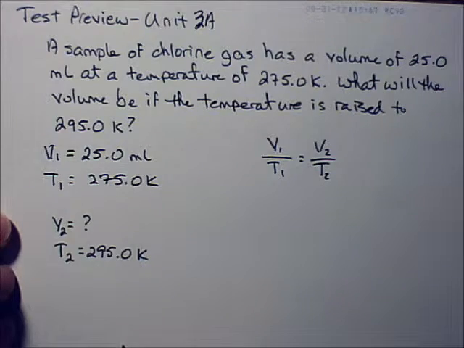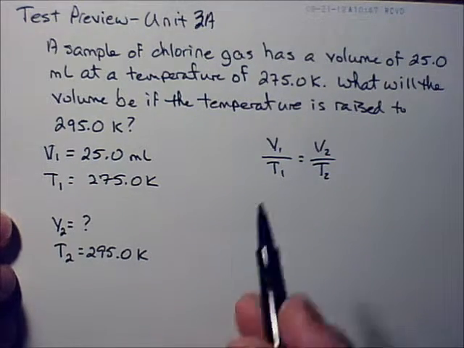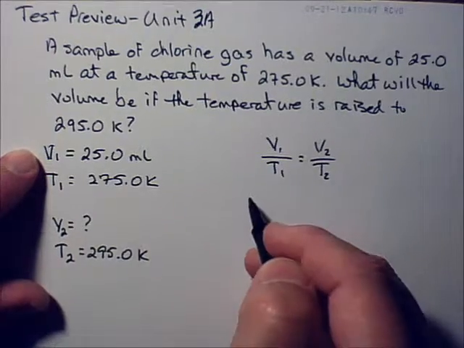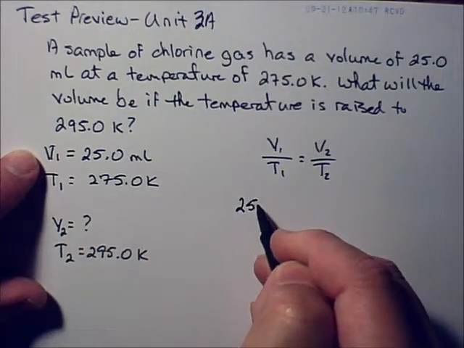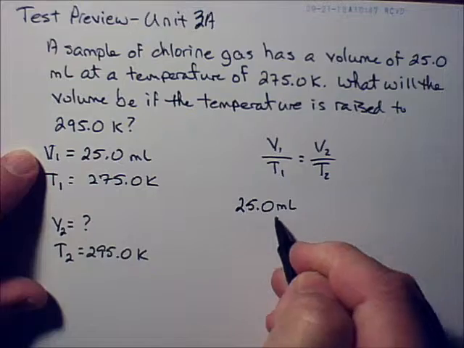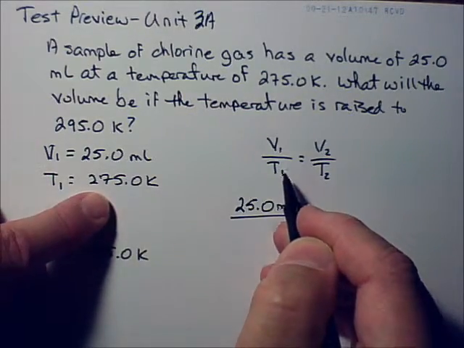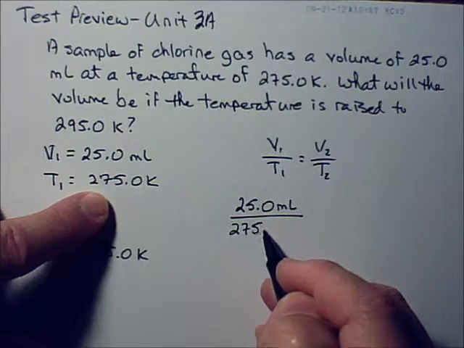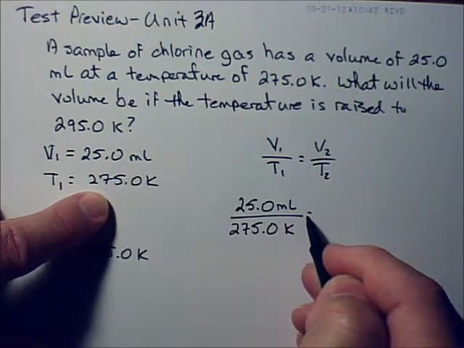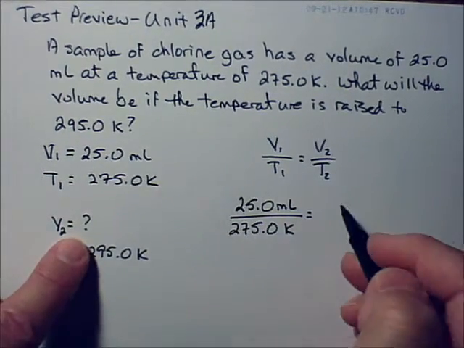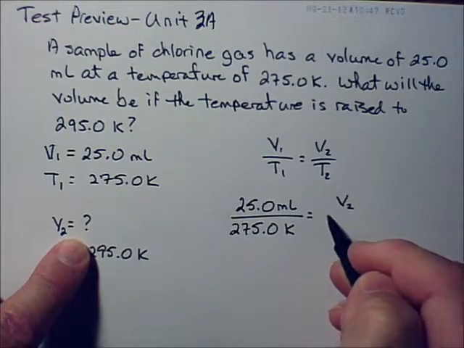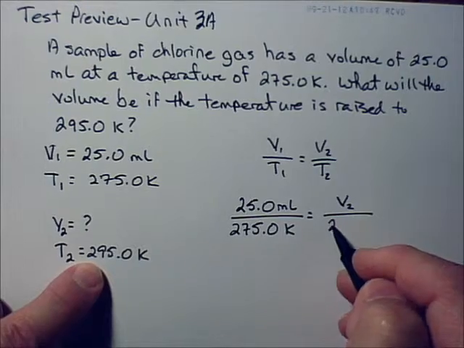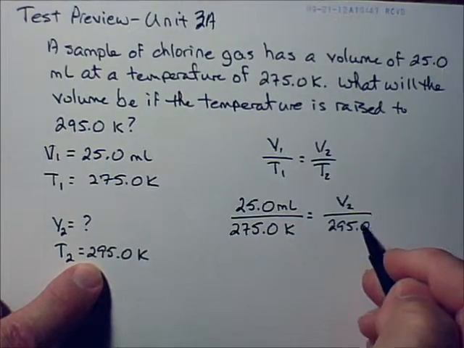Then we want to plug in the values we know. We know V1 is 25.0 milliliters, so we write that in here. We know T1 is 275.0 K. We don't know V2, so we just write it as V2. We do know T2, 295.0 K.